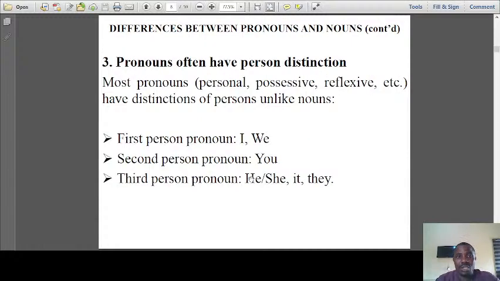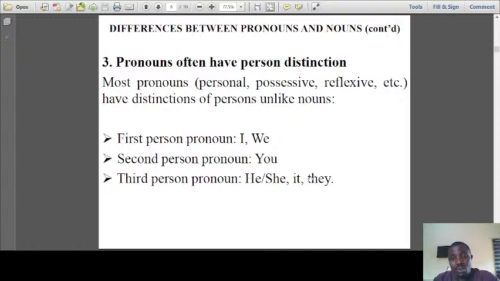The next one is pronouns often have person distinction. In person distinction, we're talking about first person, second person, third person. First person is the speaker, the one that is talking. Second person is the one talking to, and the third person is the one talking about. So if there are 3 persons in discussion, the one that is talking is called the first person. The one that the first person is talking to is called the second person. And the one that the first person is talking about is called the third person.